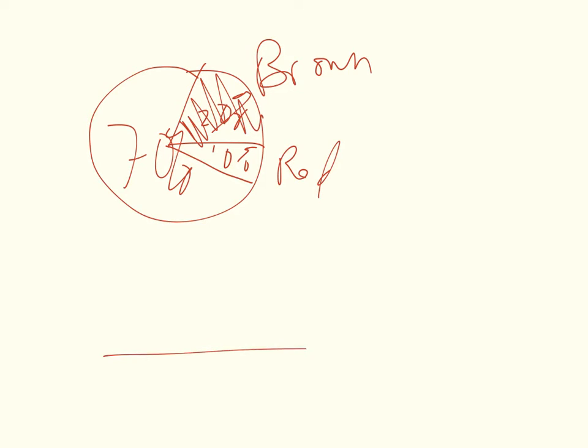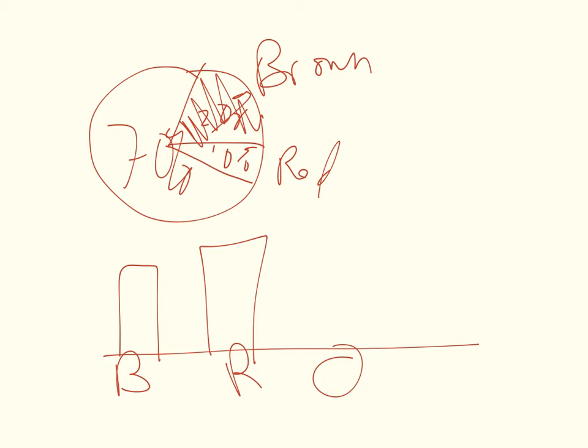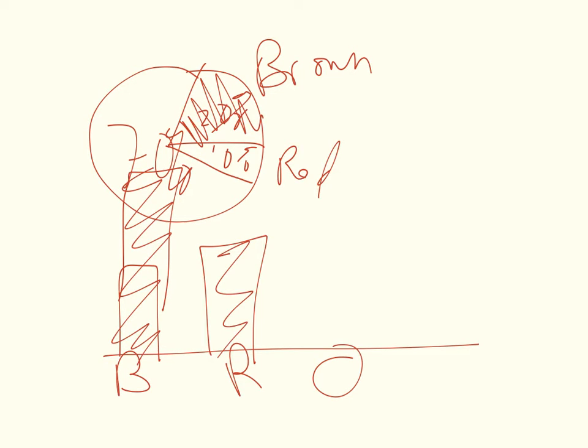Other types of graphs that we'll have will be bar graphs. So maybe this is brown, this is red, this is other, except that my brown should be taller because I said there's more brown than red. All right, and then the other is the 70%, which goes off the top of my page.